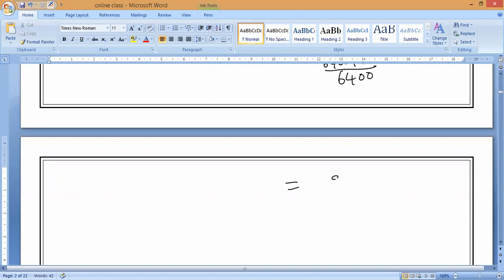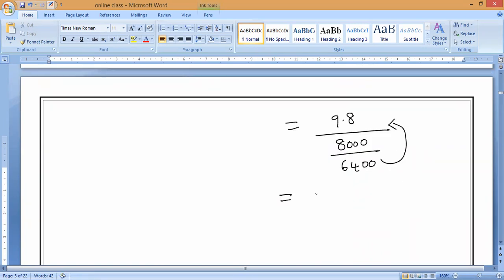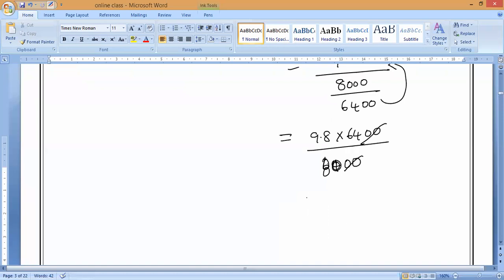So now this equals 9.8 divided by 8,000 divided by 6,400. Now 6,400 will go to the numerator. Yes or no? 9.8 into 6,400 divided by 8,000. Understand? Now, can I cancel these two zeros? Is it yes or no? Yes, sir, two zeros, two zeros. And 64 and 80 will go in a particular table.